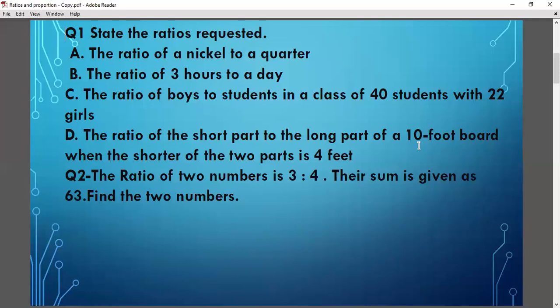In order to find the long part value, you simply subtract 10 minus the shorter part, that is 4, which equals 6. Now the longer part is 6 and the shorter part is 4. Now we simply find the ratio between these two quantities. If we plug in the values, 4 over 6, this becomes 2 over 3. So our final ratio becomes 2 is to 3. These questions were really very easy. Now let's move on to question number 2.